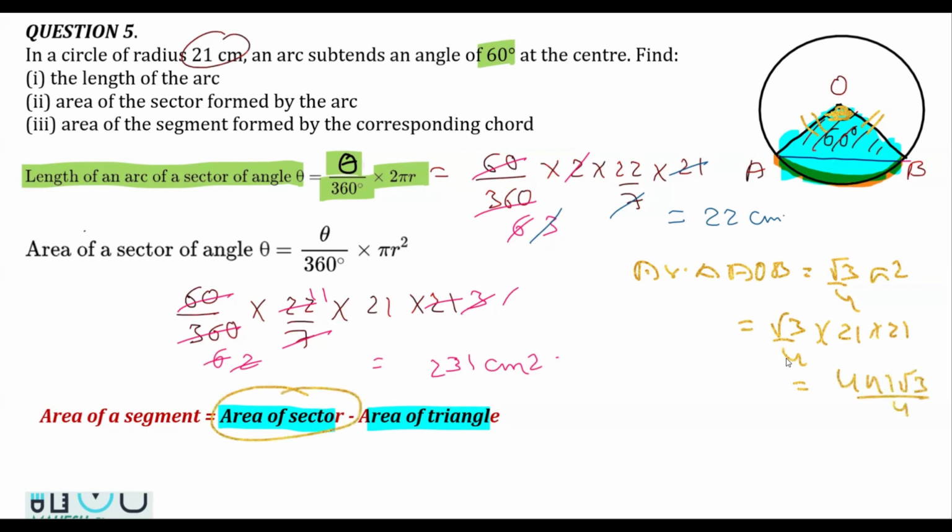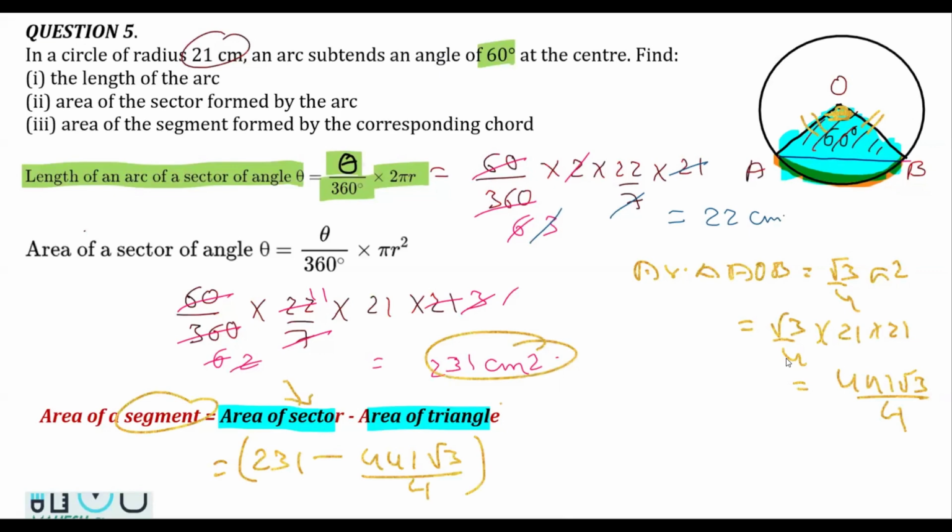So as you can see, from the area of the sector, which is 231, minus the area of the triangle, this will be the area of this segment. The area of the sector, which is this, minus the area of the triangle, which is this. So on subtracting the area of the triangle from the area of the sector, we should get the area. And this is again in centimeter square. So this is the fifth question.